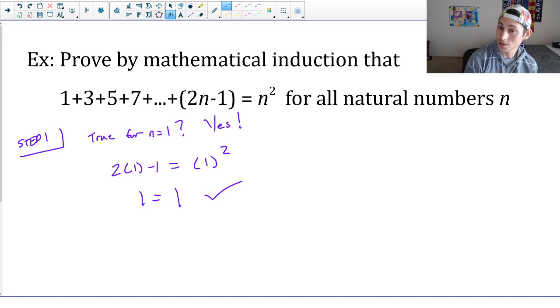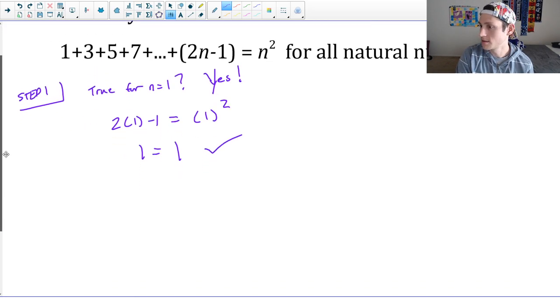All right? And for us doing these problems, the most basic case is always plug in 1. Is the formula true? Yes. All right. But if we had gotten like 3 equals 1, well, then our formula is already busted. It doesn't even work for the most basic case. Okay.